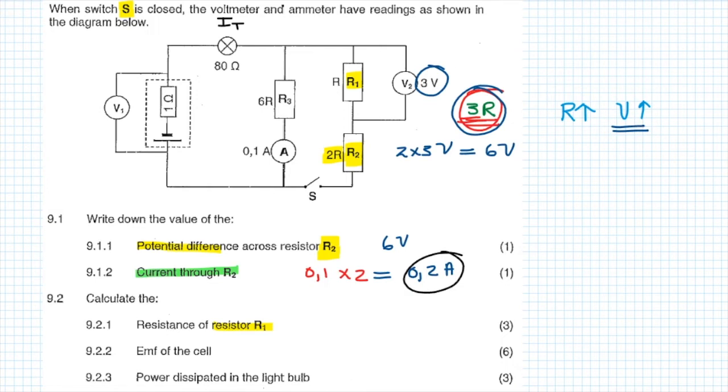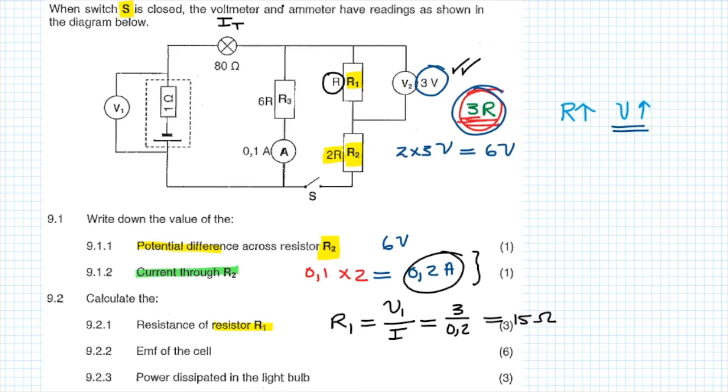We also know the potential difference across resistor 1. So to determine the resistance, we can say the resistance of resistor 1 is equal to the potential difference reading across it divided by the current that flows through it. This is going to equal 3 divided by 0.2, where 0.2 is the answer to question 9.1.2. And this gives us a final answer of 15 ohms. So this means wherever R is, the value of R is 15 ohms.